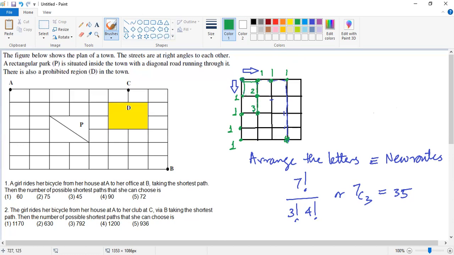1, 2, and 3. So there are 3 routes connecting these 2 points. So now let's go on in this manner.